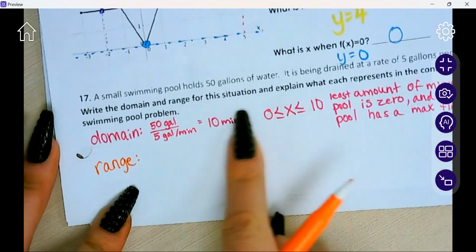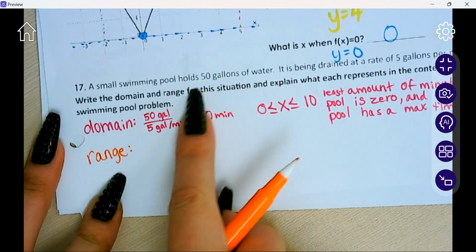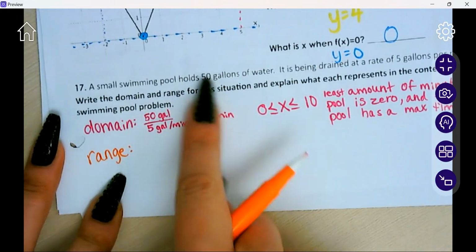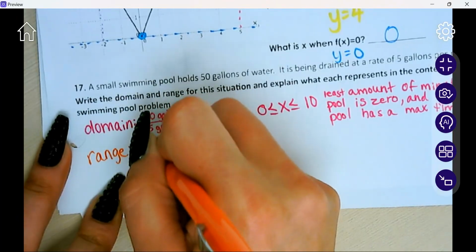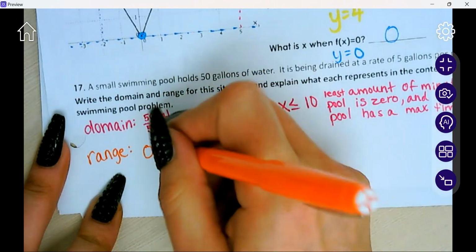Okay. So my range is going to be the gallons. So the pool, the least amount it could hold is 0. The most amount it could hold is 50 gallons.